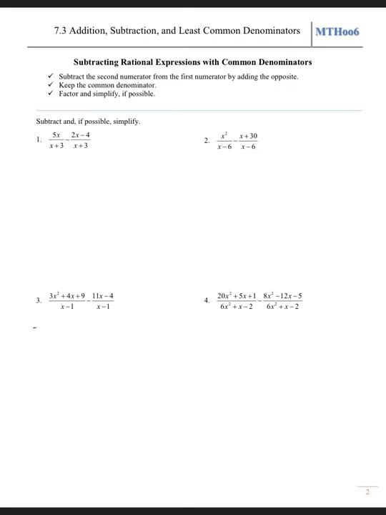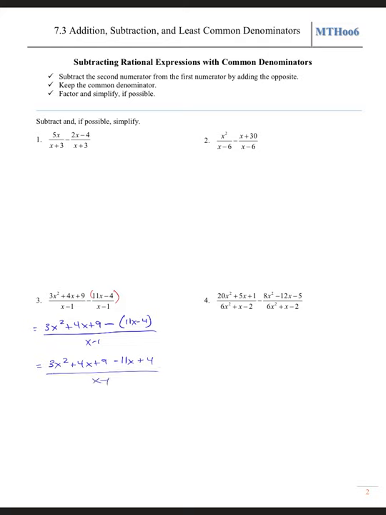All right, so again, first thing we do is subtract the numerators. I'm going to write the first one, and now I'm going to subtract. We have to subtract that whole second numerator. So if you want, put parentheses around it so you don't forget, because we have to distribute that negative to all the terms in that second numerator. And then we're dividing by the x minus 1. So now we actually do the distribution. Minus 11x plus 4.